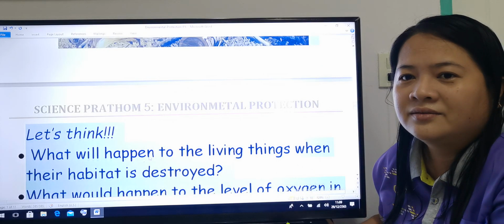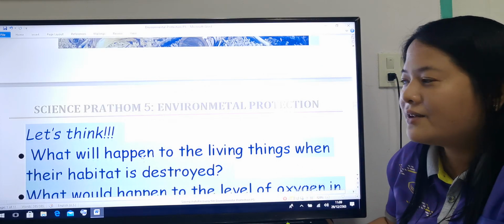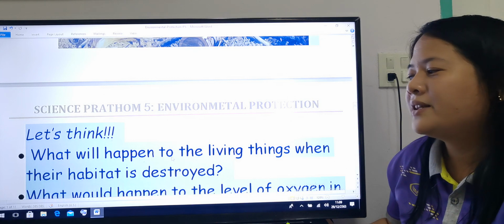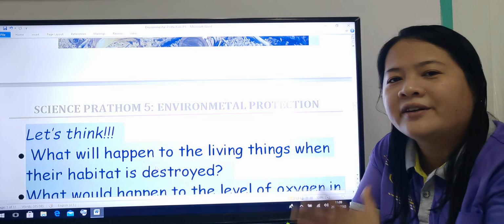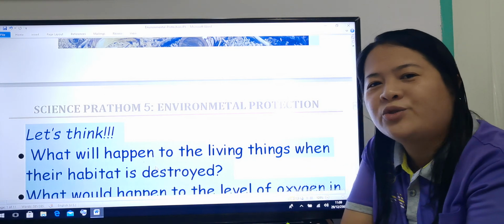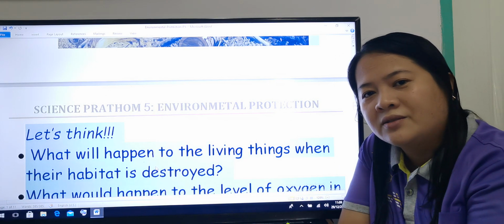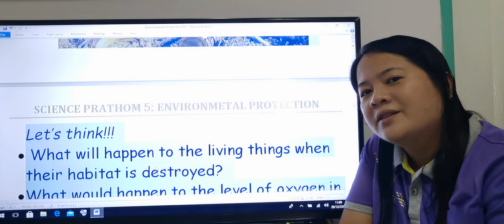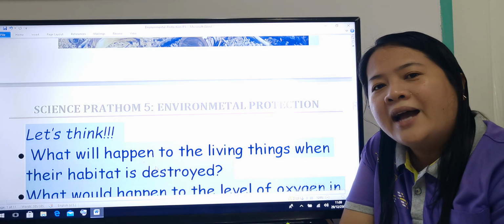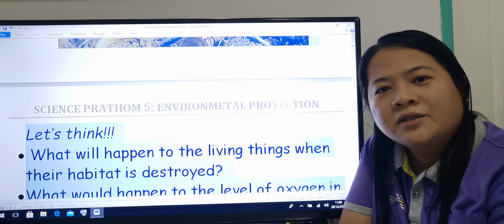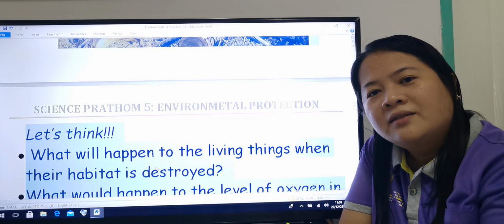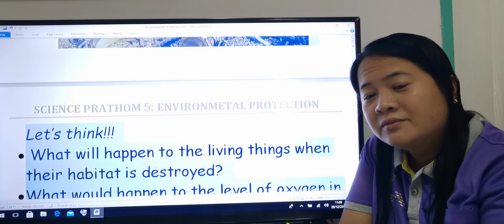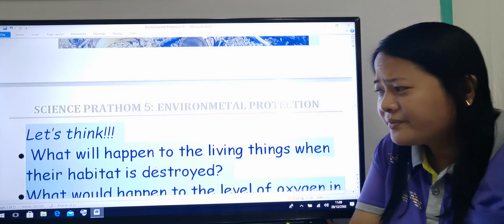Let's think. What will happen to the living things when their habitat is destroyed? If your habitat or your home is destroyed, you won't have any place to go. So if we cut the trees in the forest, animals will have no shelter, no protection, and they won't have their food, so they cannot survive.